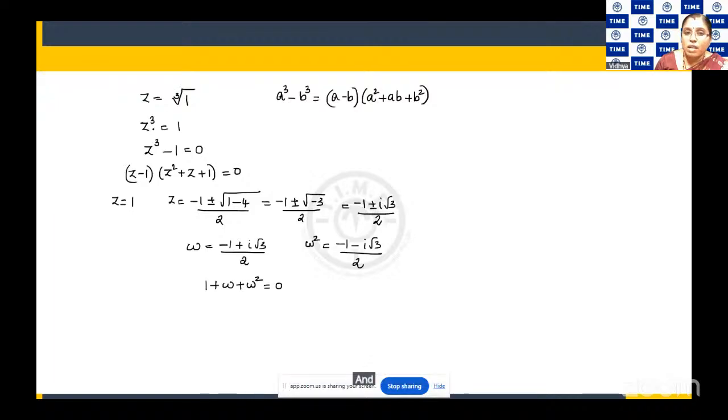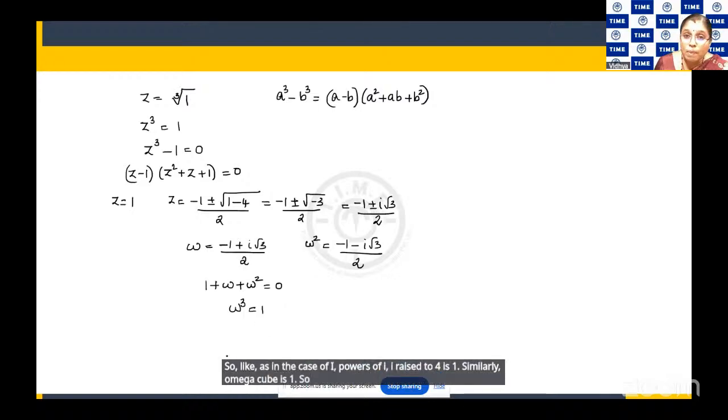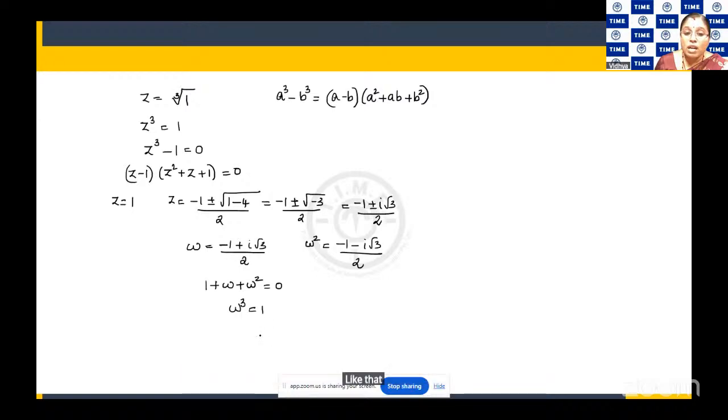And omega is obviously the cube root of unity. So we can say that omega cube is equal to 1. Like in the case of i, where i raised to 4 is 1, similarly omega cube is 1. So any third power of omega is equal to 1. Omega cube, omega raised to 99, like that, omega raised to a multiple of three will definitely be equal to 1. That's the second peculiarity. Third thing is that the conjugate of omega, omega bar, will be nothing but omega square.